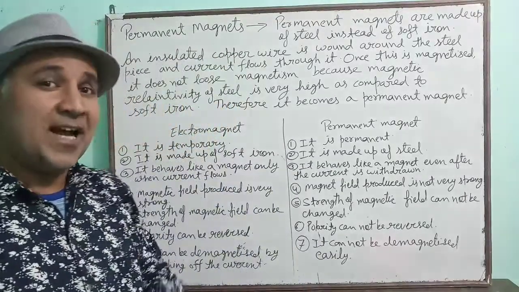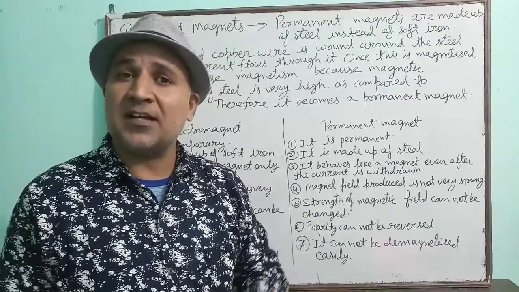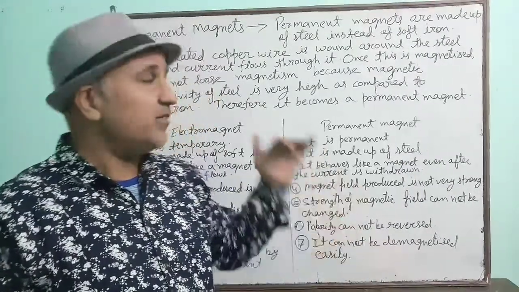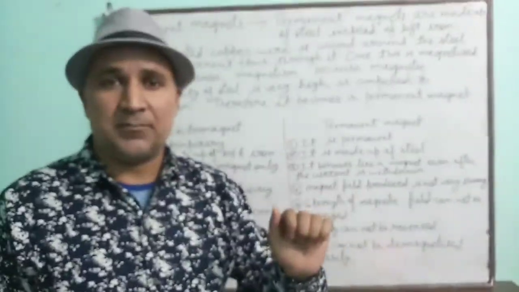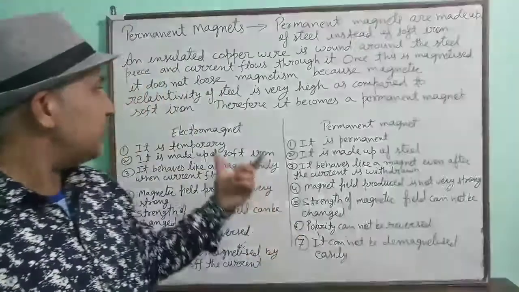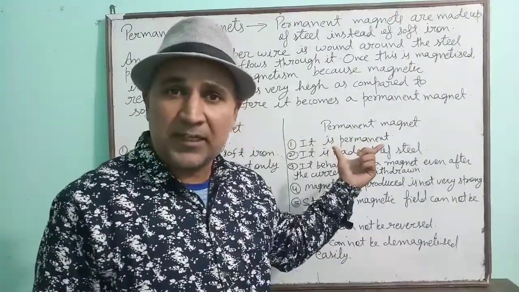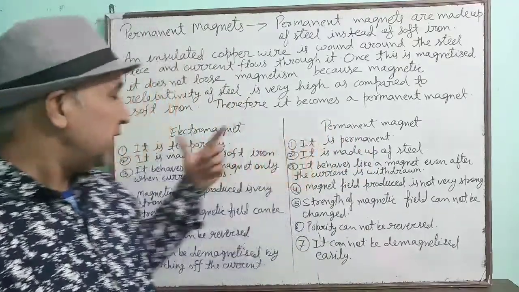Okay, children, I am not talking about the natural magnet. Be careful, natural magnets are also permanent magnets. But here we are talking about the man-made permanent magnets. Understood? Now we will see the difference between electromagnet and permanent magnet. This is a very important topic, children.